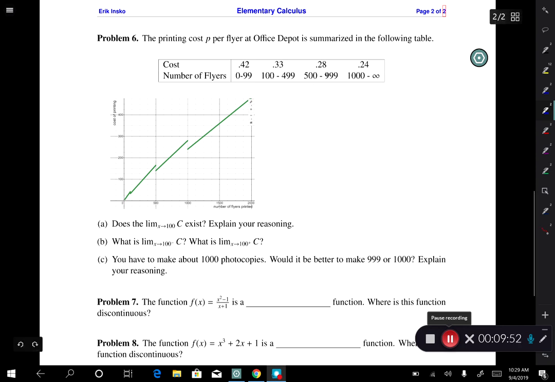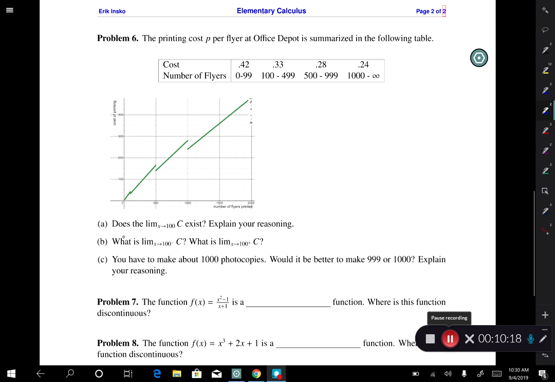And then if you produce between 500 and 999, you get another quantity discount, and you only pay 28 cents per flyer. And then finally, anytime you produce more than 1,000 flyers, I guess they're going to charge you 24 cents per flyer. And so this is the graph of that information. You can see it's a piecewise defined function with jumps at the values 100, 500, and 1,000.